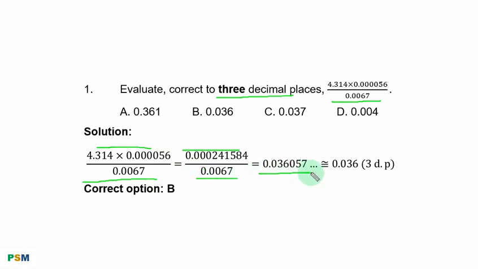To 3 decimal places, we are interested in the first 3 digits after the point, but our interest is on 6. The next digit is 0, which is rounded down to 0, and you have 0.036. The correct option is B.